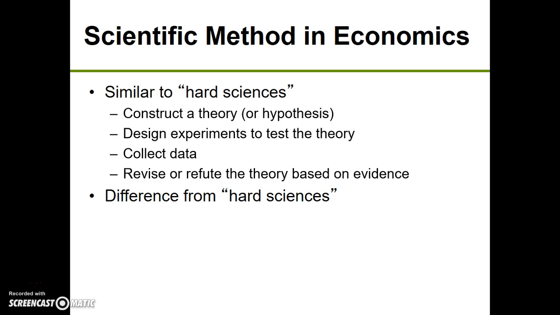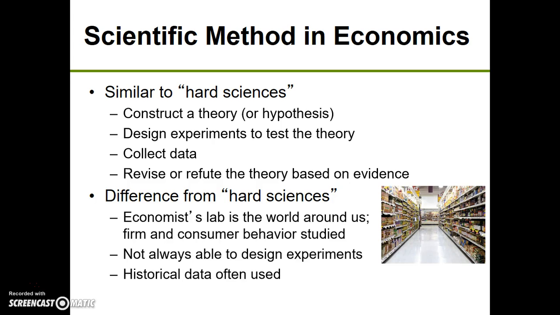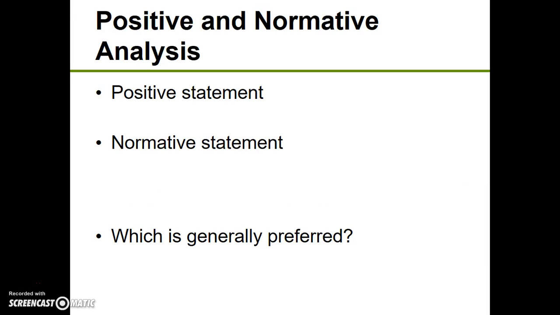But it's a little different from the hard sciences in that for economists, the lab that we work in is the world around us. We study firms and consumers that exist around us. We don't create scenarios in a lab like you might in chemistry with test tubes. So it's not always easy to design experiments. So sometimes we'll have to use historical data to look for answers to our questions.